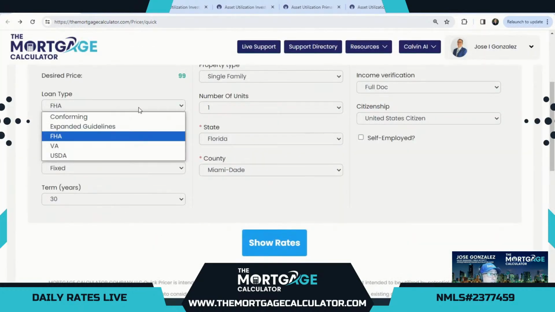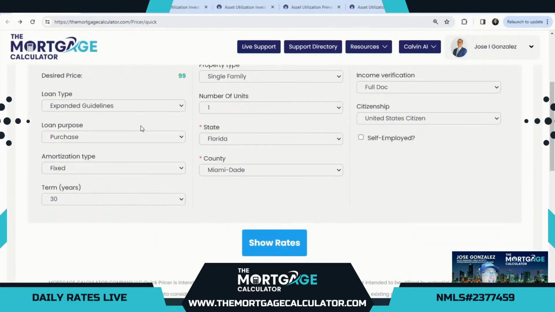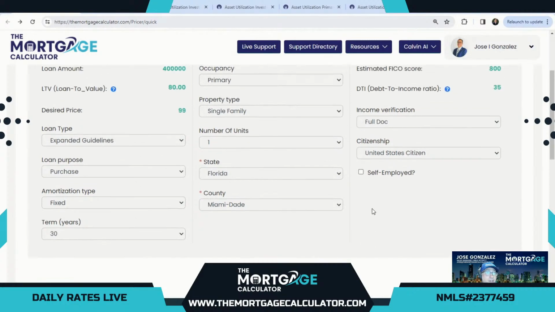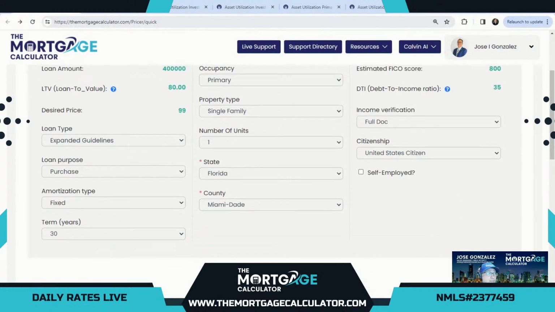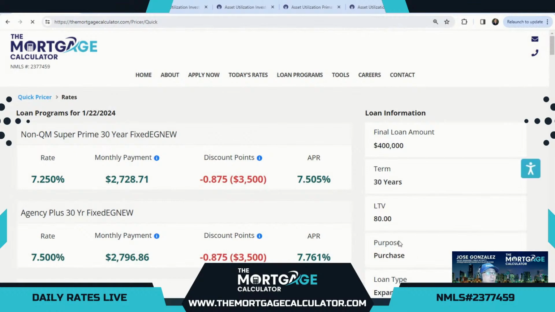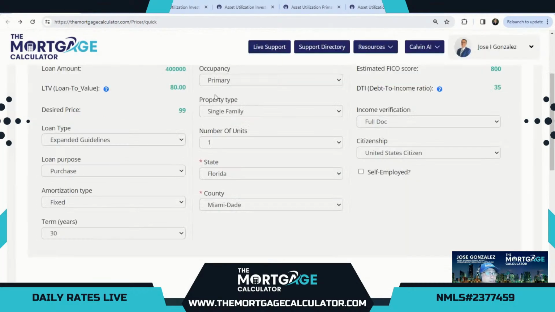So now let's go with expanded guidelines. That's non-QM, right? So here again, we're going to compare apples to apples. So we're going to go 80% loan to value, full doc, expanded guidelines, meaning non-QM. And we're looking at 7.25 is our best option there for our non-QM, full doc.